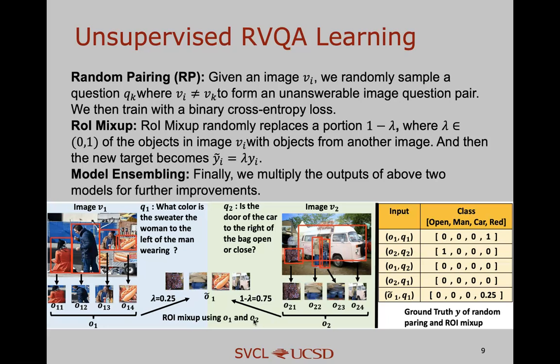We then propose three model-agnostic methods for unsupervised RVQA learning. Here, unsupervised means that the learning does not require annotated UQs for training. Random pairing will sample pseudo UQs for each image and train with binary cross-entropy loss. ROI mix-up further mixes ROI features of two images with a given proportion in order to increase the coverage of fine-grained mismatches. Finally, model ensembling further integrates the outputs from the above two models.